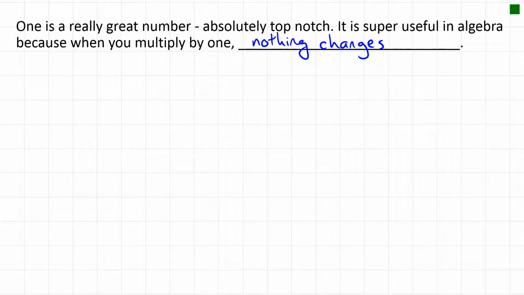10 times 1 is 10. 1 times negative 12 is negative 12. So let's just look at 1 for a second. 1, we can write that as 1 over 1. It's the same as 2 over 2. It's the same as 3 over 3, or x over x, as long as x isn't 0, because you're not allowed to divide by 0.